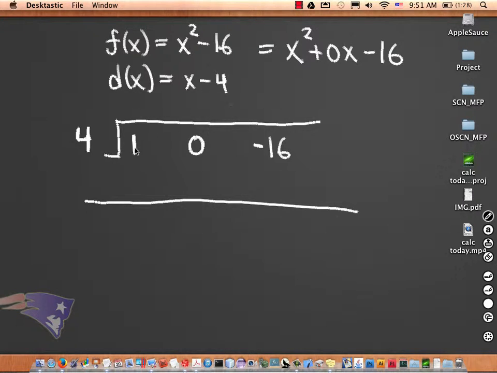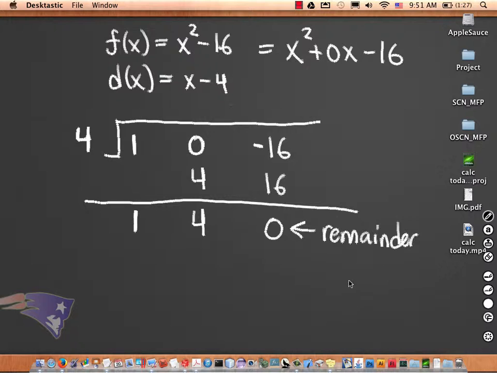Then what we do is we drop the first number. 4 times 1. Put the 4 here and add. 0 plus 4 is 4. 4 times 4, 16. And now we get a remainder. This right here is our remainder of 0. And whenever we get a remainder of 0, we are happy.